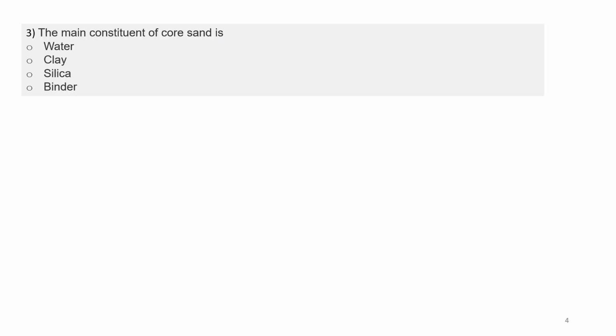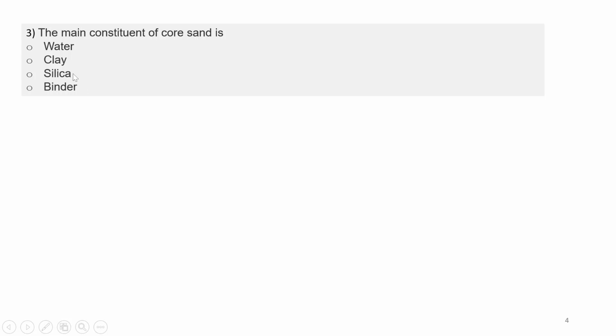Okay, so the next question is: the main constituent of core sand is? Core sand is used for making cores. A core is a constituent of your entire molding, used for making hollow castings. So you'll be putting in a core, which is sometimes made of sand as well. When it is made of sand, what will be the main constituent of core sand?